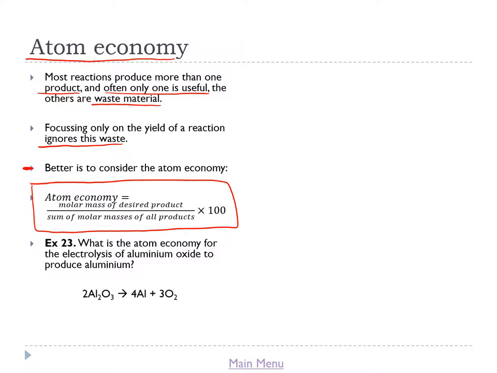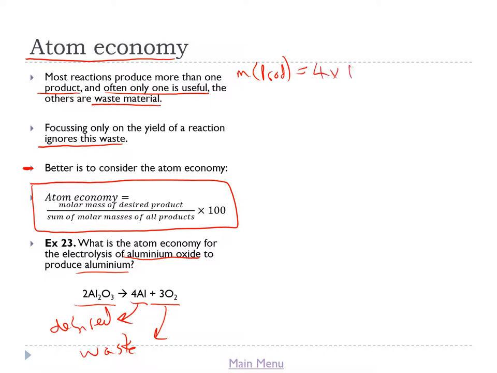Example 23. What is the atom economy for the electrolysis of aluminium oxide, Al2O3, to produce aluminium, Al? In this reaction, our O2 is our waste product, and our aluminium is our desired product. So let's work out the mass of the product first. The mass of the product is going to be 4 times the molar mass of aluminium, because there are 4 aluminiums in the equation, which is 4 times 27, which equals 108.